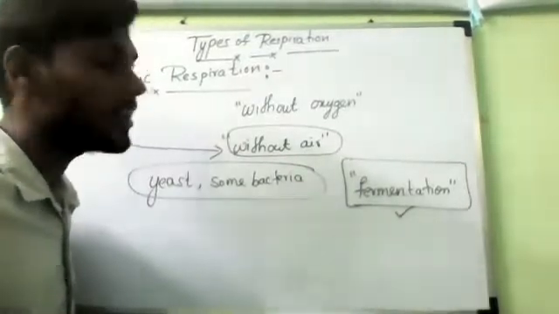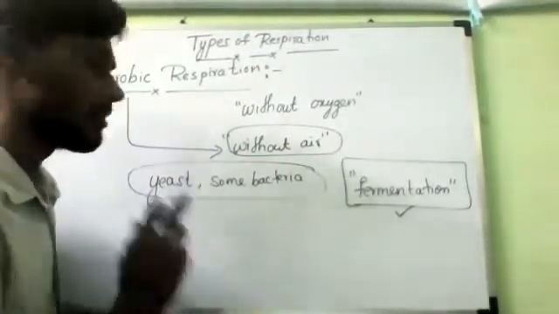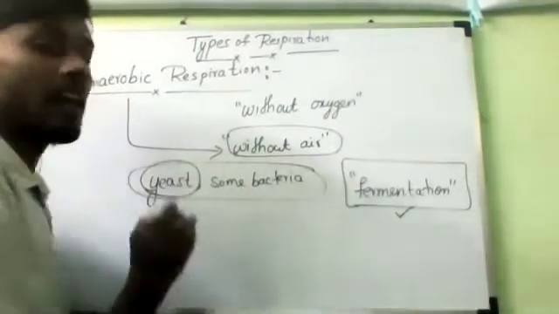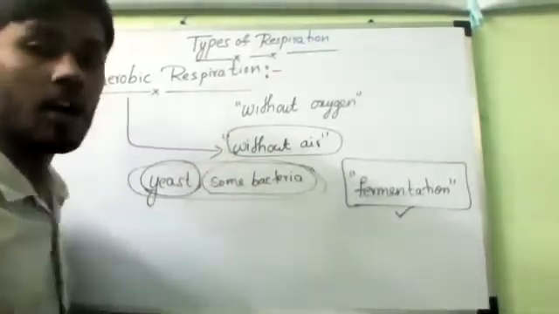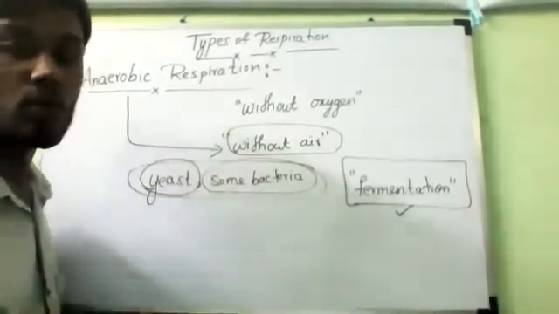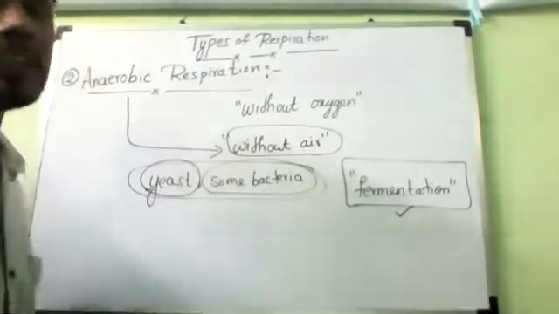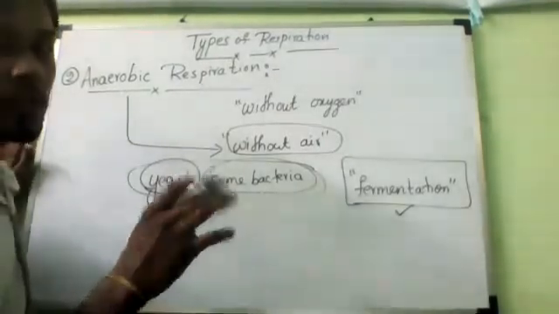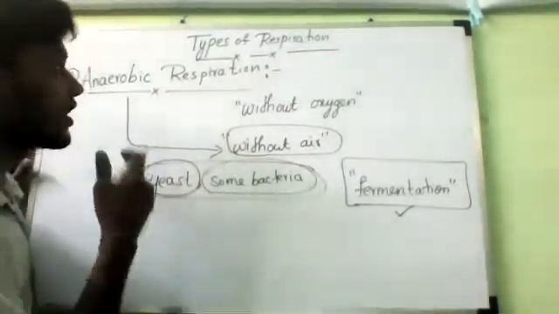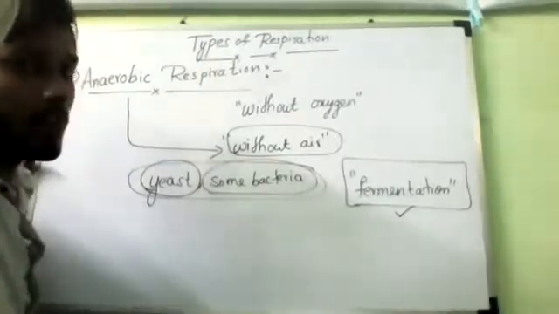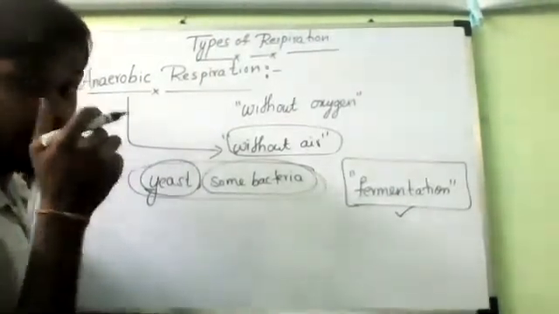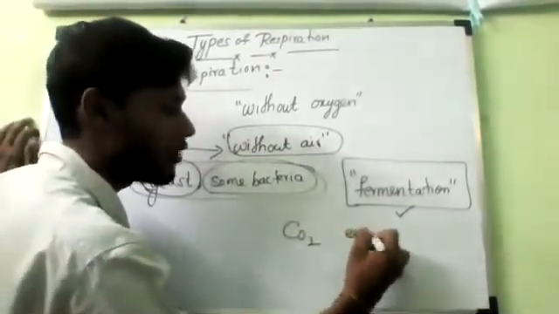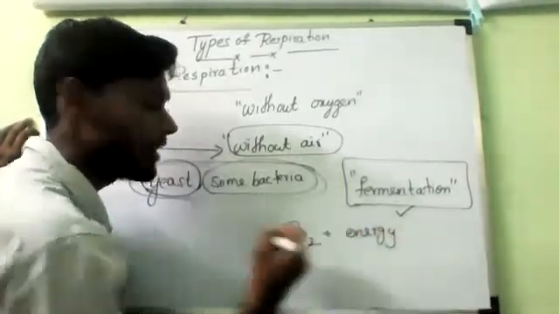In this anaerobic respiration, we use microorganisms like yeast or some kind of bacteria. They break down the glucose into products. We used to get carbon dioxide as well as energy, but instead of water, we get some other thing. What is that? Can you say?